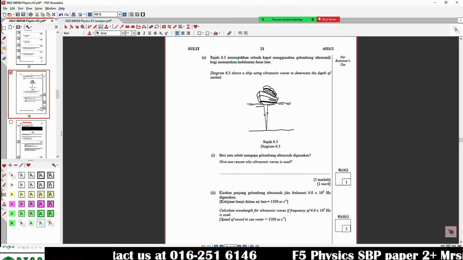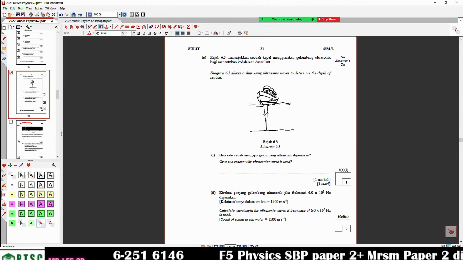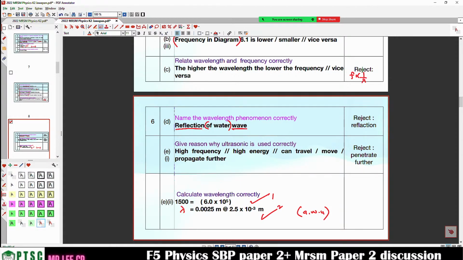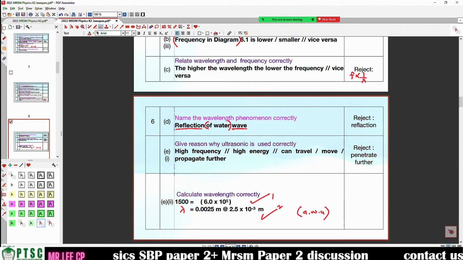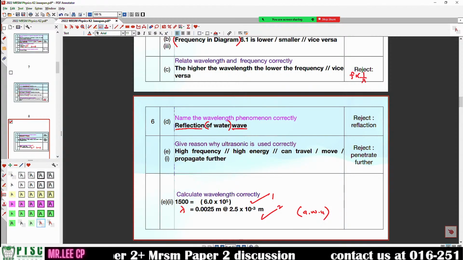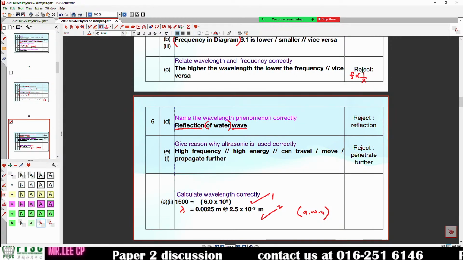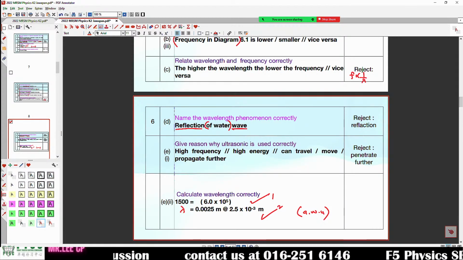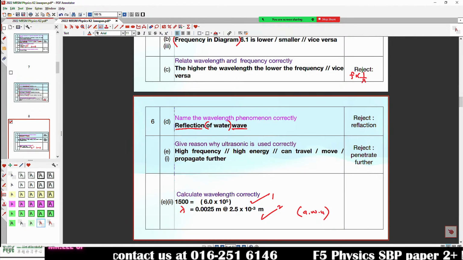Ultrasound is used. Why? Because the velocity of ultrasound is fast. High frequency also can travel further. Why high frequency? You want to choose high frequency because the wavelength is shorter. A shorter wavelength means it will not be easily diffracted, so it can propagate and penetrate further.